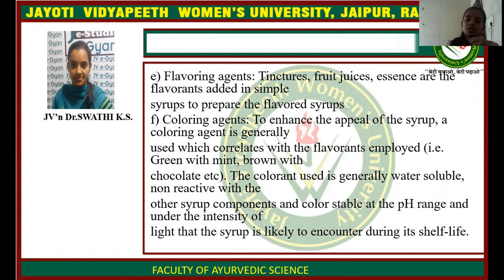And flavoring agents: tinctures, fruit juices, and essences are the flavorants added to simple syrup to prepare flavored syrups. And coloring agents enhance the appeal of the syrup. A coloring agent is generally used which correlates with the flavorants employed, like green with mint, brown with chocolate, etc. And the colorant used is generally water soluble, non-reactive with the other syrup components, and color stable at the pH range and under the intensity of the light that the syrup is likely to encounter during its shelf life.